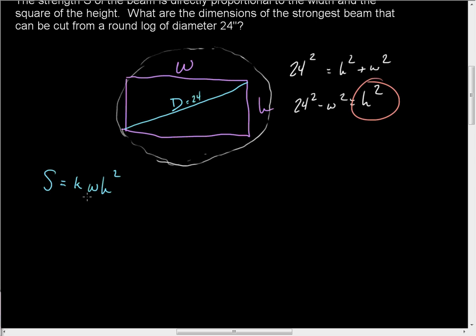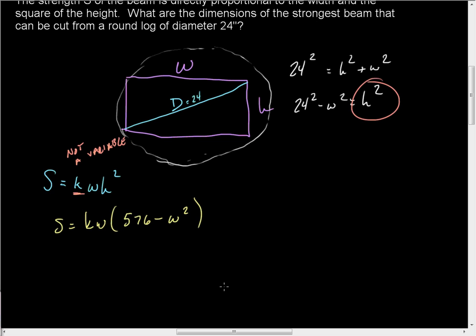K, by the way, is not a variable. It is a constant. It is just a number. It is a known number, in fact. And that's how we treat that in our derivatives. But first, we know that h squared is equal to that, and so we have S is equal to K times w times h squared, which is 24 squared, or 576, minus w squared.